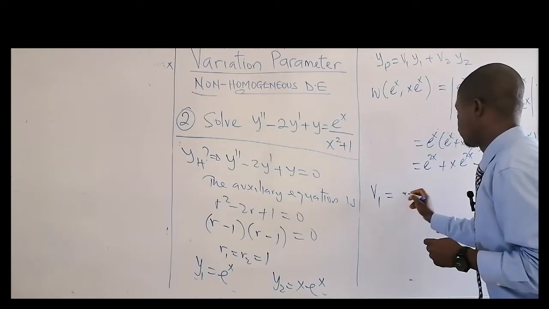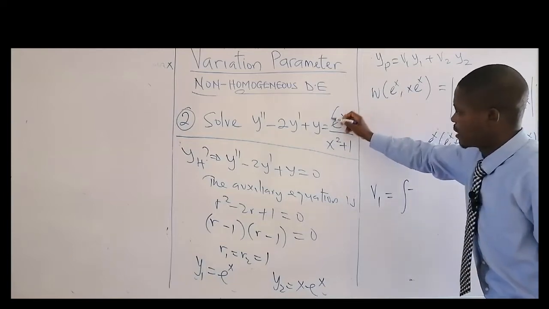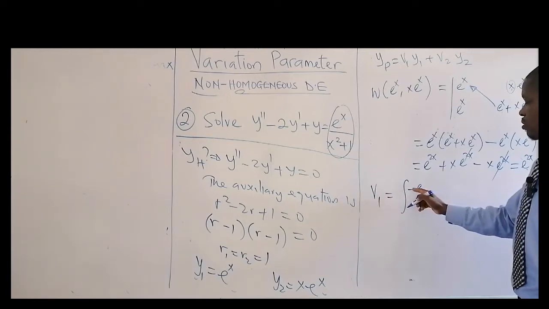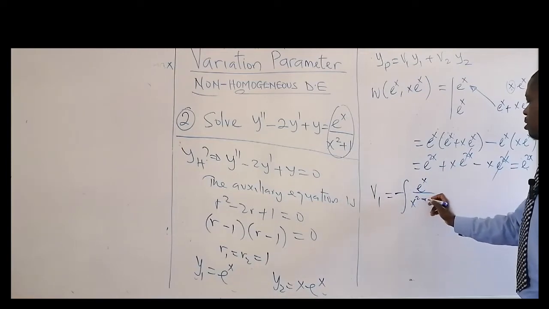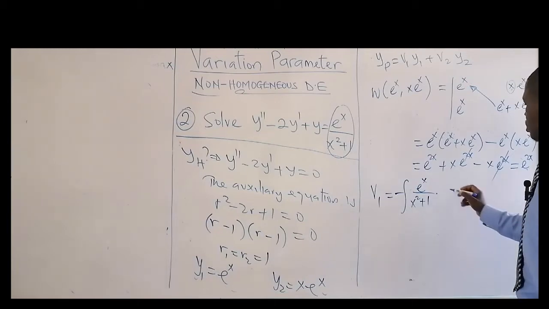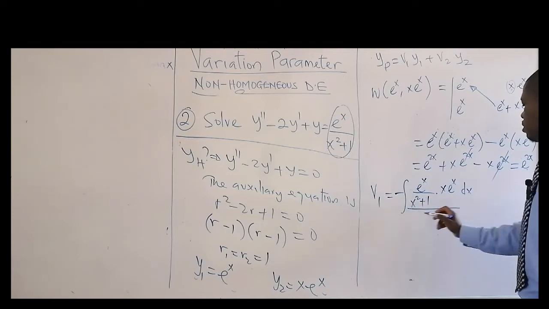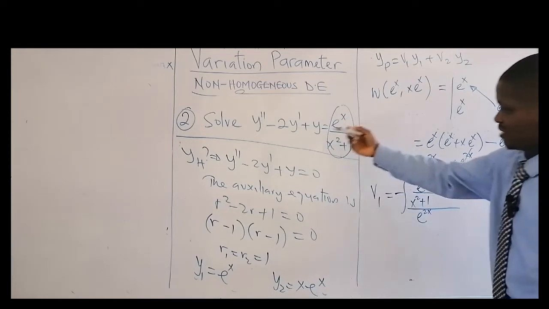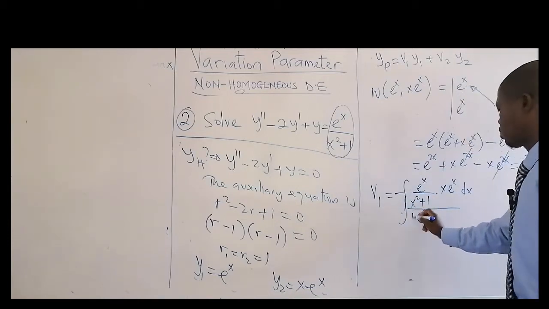v1 is equal to the integral of minus f(x) y2 over the Wronskian. I think this minus can go outside for the formula. My f(x) is e^x over x squared plus 1, times y2. My y2 is x e^x, dx, all over e^2x times 1. So don't bother ourselves, it's always 1 in most questions. That's the Wronskian.